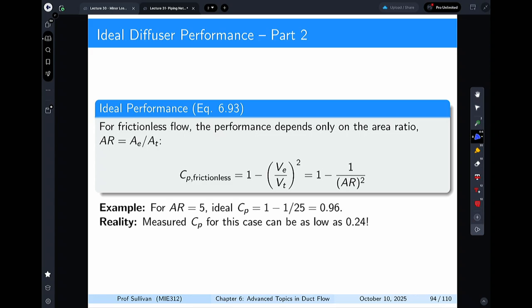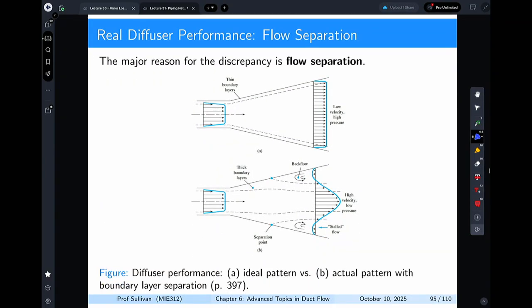But the reality is that you're not going to achieve that. You're not even going to come close. So 24% is probably more reasonable. And the main reason for this is something we've talked about in the last lecture in a little bit more detail, where you have flow separation.